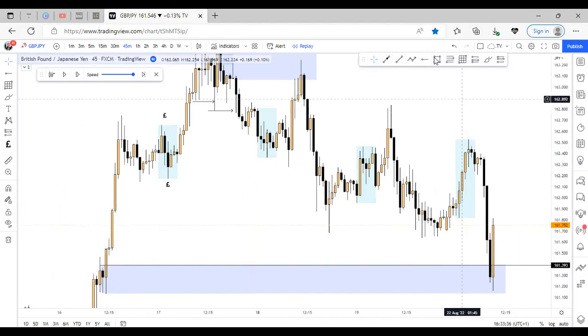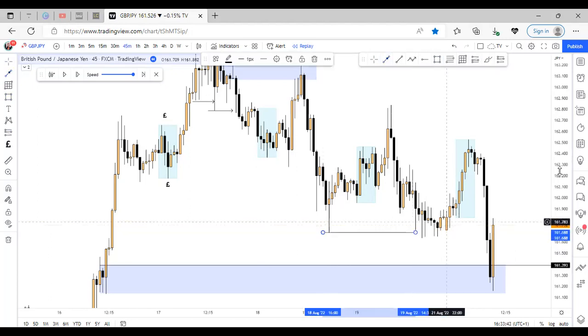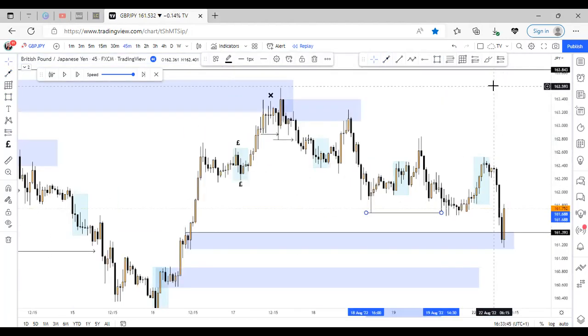Price came back after we broke this low. That's why you need to follow the trend. Make sure when you are trading, you follow the trend. As you can see, we have a break of structure here and price reversed back.